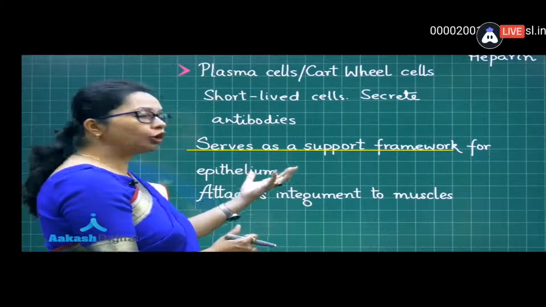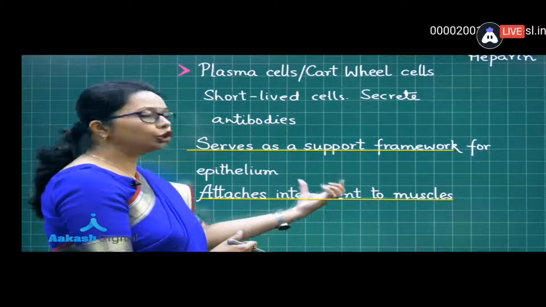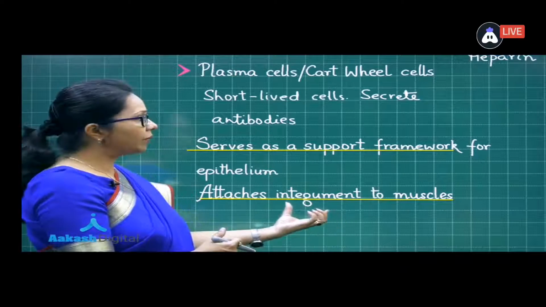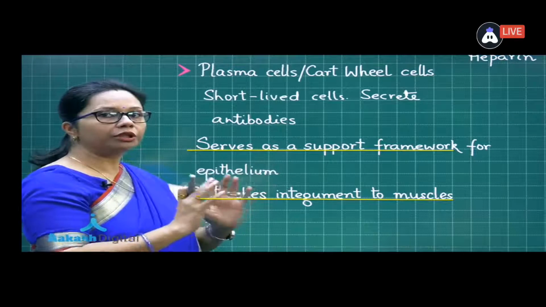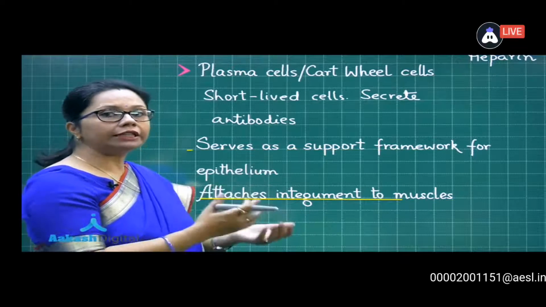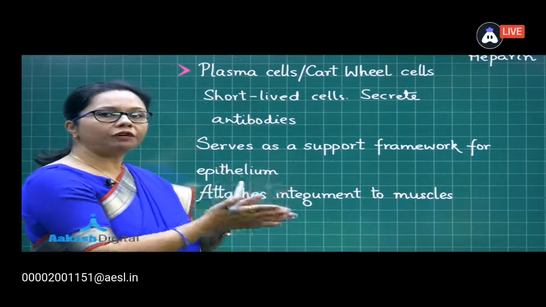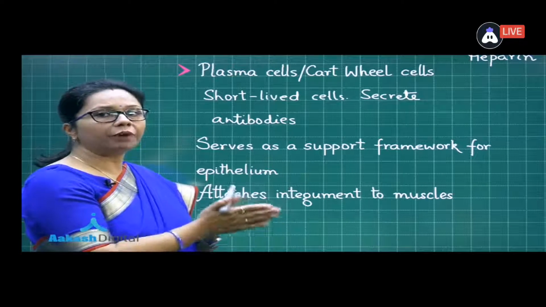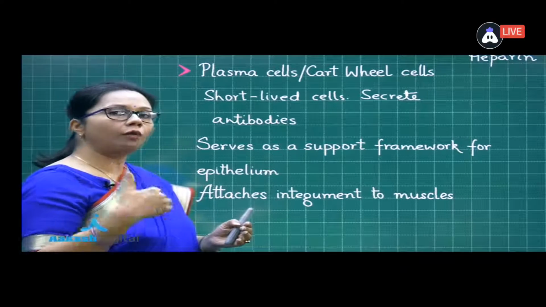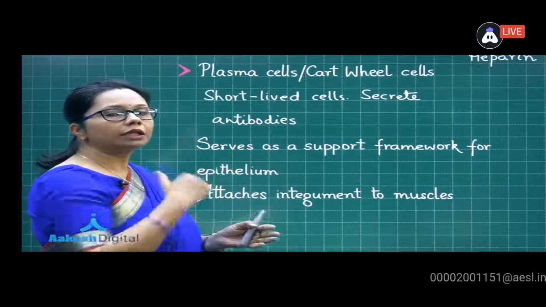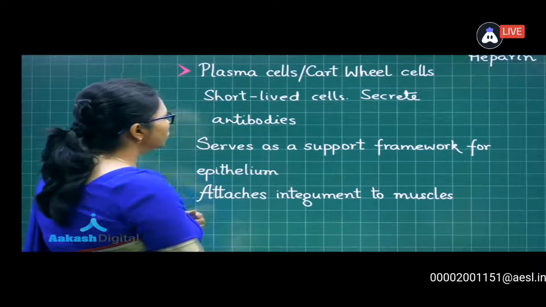Then areolar is also present under the skin, where it attaches the skin, that is the integument, to the underlying muscles. And since it is a loose connective tissue, that means there are fewer fibers, so diffusion can easily take place through it. From one tissue to the other, in between there is always this areolar connective tissue, like packing material, and nutrients and waste can easily move from one part to the other via it. Now the next one, that is the adipose.